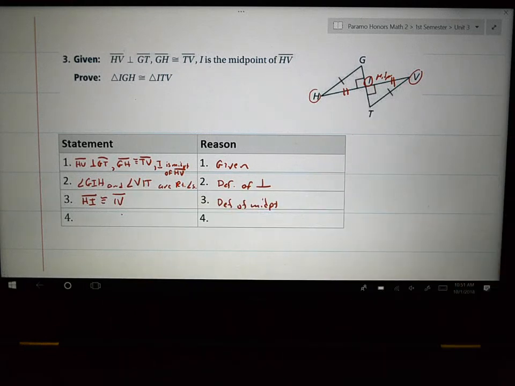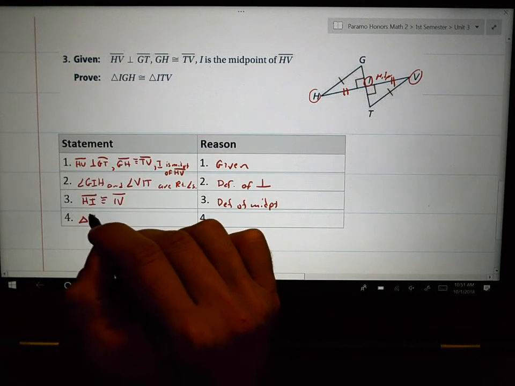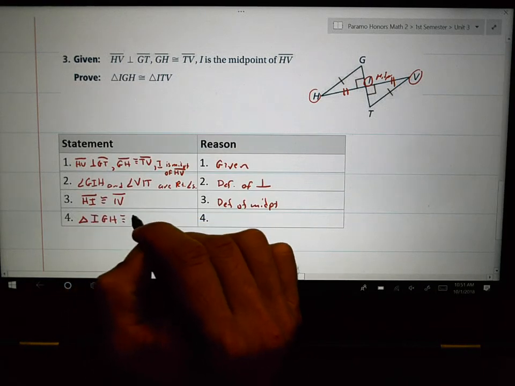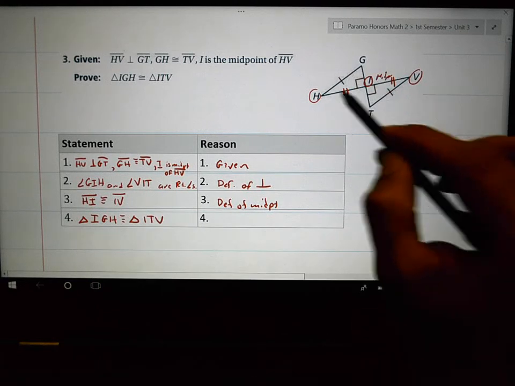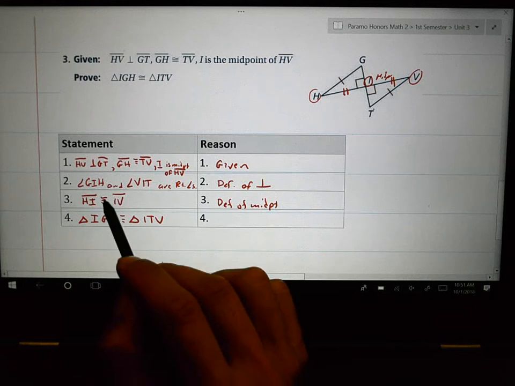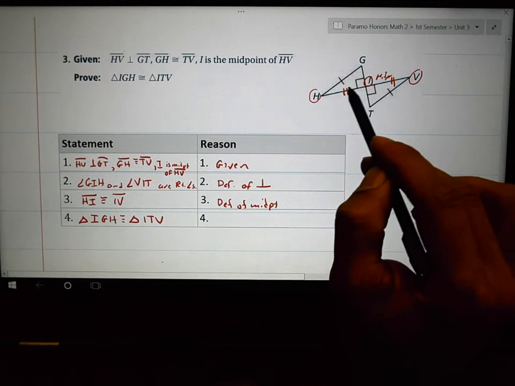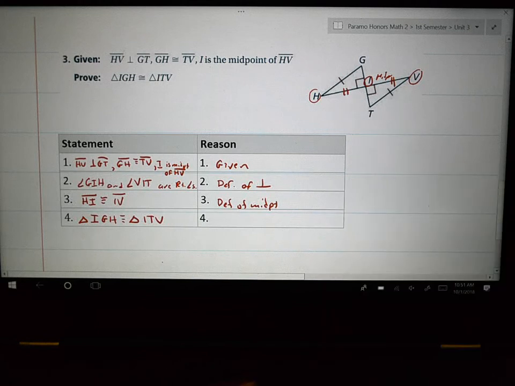Which brings us to what we're trying to prove. We're trying to prove that triangle IGH is congruent to triangle ITV. IGH, ITV. I know that these two things are congruent to each other because I have this leg is congruent to this leg, and this hypotenuse is congruent to that hypotenuse. What postulate or theorem could I use that proves them congruent? Say it out loud.